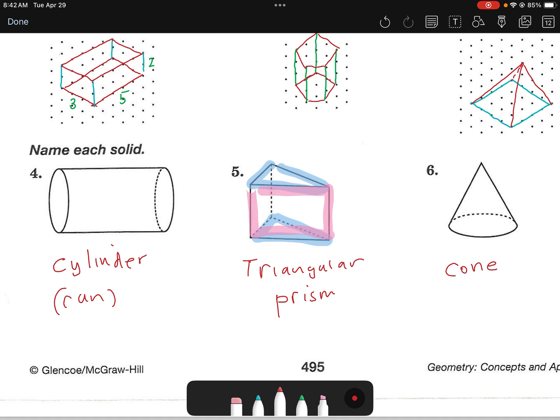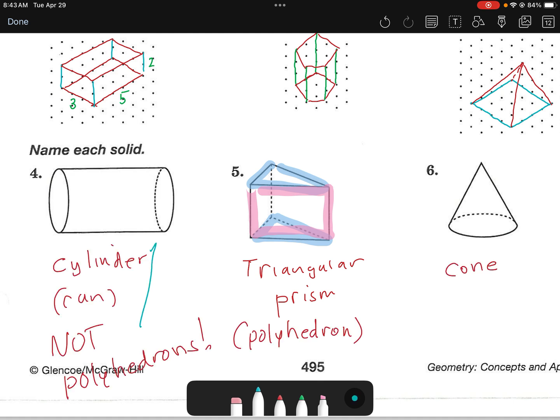They're cylinders and cones. A triangular prism is also considered a polyhedron. We're going to use that term a lot. Polyhedrons are made with polygons. Notice how the cylinder is not made with polygons. The cone is not made with polygons. So these are not polyhedrons. So this guy's not a polyhedron, this guy's not a polyhedron.